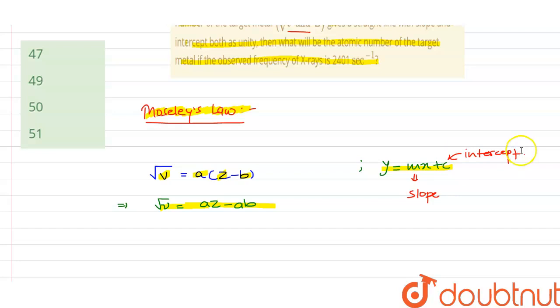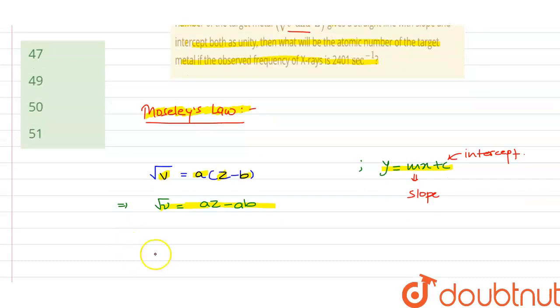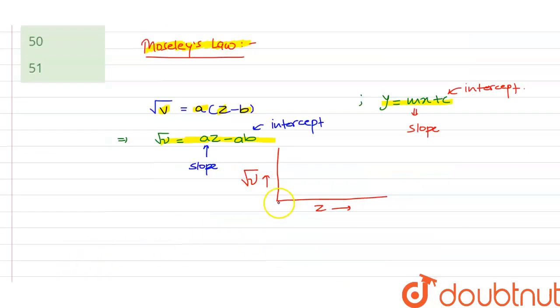So here we have to draw the graph between the square root of the frequency and the atomic number. It will be like this. Here we have the square root of the frequency, this is the atomic number, and the important point to remember is that a is the slope and ab is the intercept. Now what happens if we draw the graph? Here the intercept is actually negative, that is, it is touching the negative y axis.